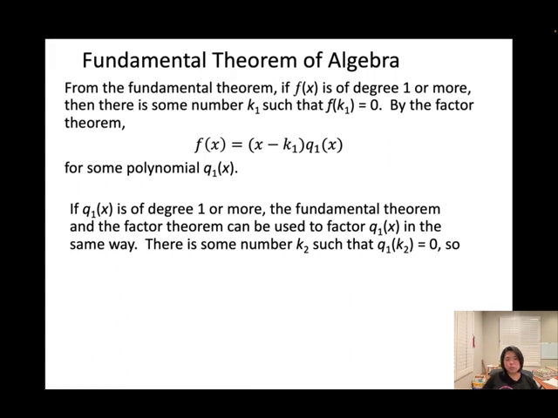If q1 of x is of degree 1 or more, the fundamental theorem and the factor theorem can be used to factor in the same way. There is some number k2 such that q1 of k2 equals 0. Okay, we factor out, we take the q1 of x here and then factor out again. So we have x minus k2 and then q2.